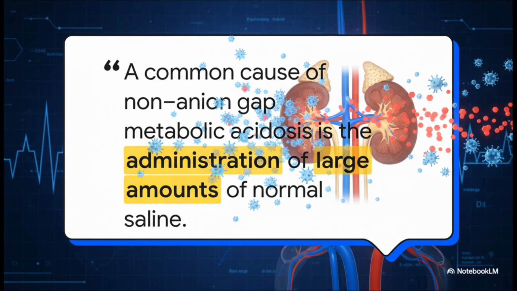Think about how much normal saline we give our patients. We pour it in by the liter. But here's the deal. Normal saline is packed with chloride, and it has zero bicarbonate. So what are we doing? We're actively diluting our patient's bicarbonate and replacing it with chloride. We are causing a hyperchloremic metabolic acidosis.